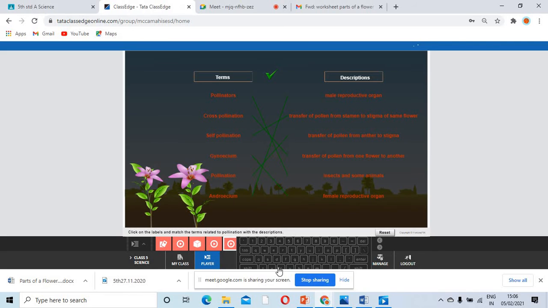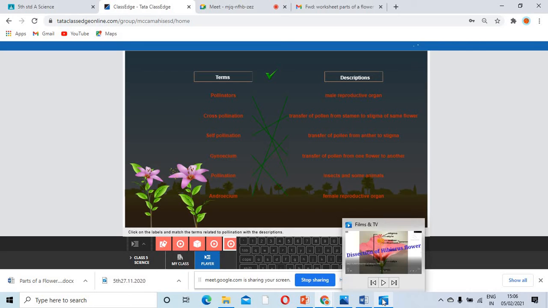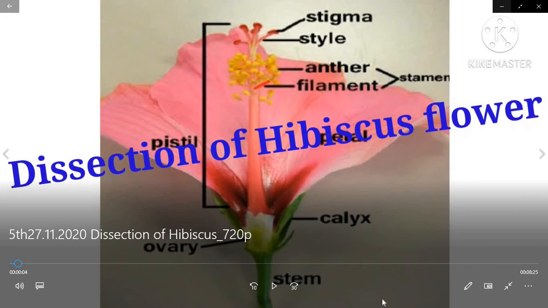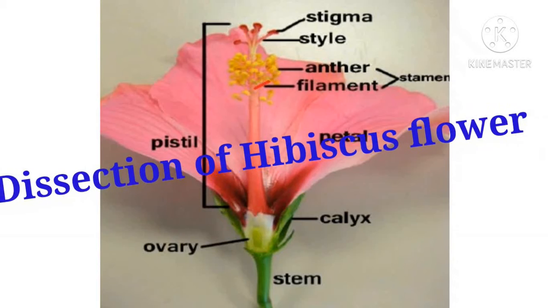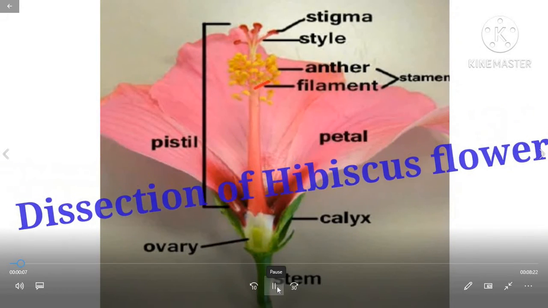Now you will listen very carefully to a video where I am going to show you what is dissection. This is the first time you are hearing about a word called dissection, and we are doing it on a hibiscus flower where we are going to cut open a flower. Okay, listen very carefully. Dissect a flower, a hibiscus flower.